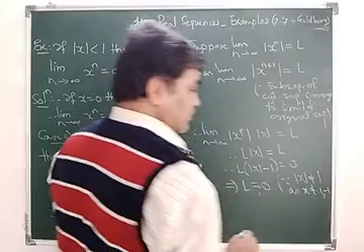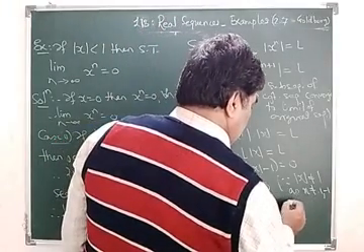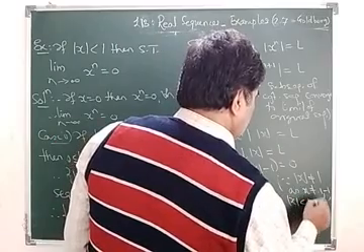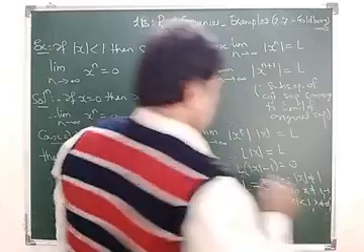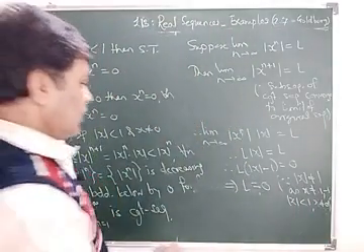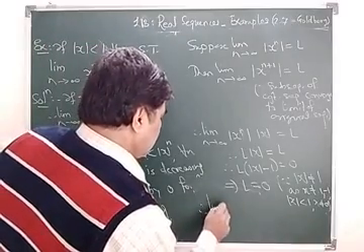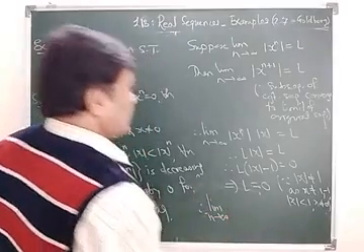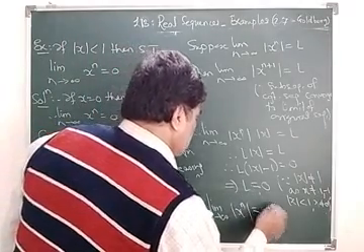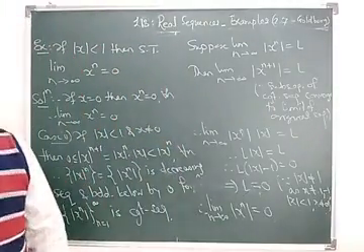or minus 1. Okay. x belongs to mod x less than 1, x not equal to 0. So we are getting this. So L must be 0, and therefore limit n tends to infinity of mod x raised to n is 0.